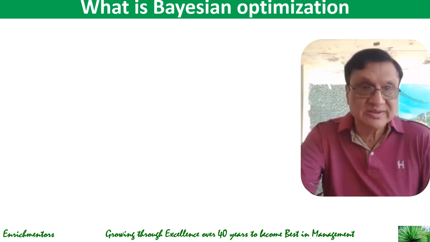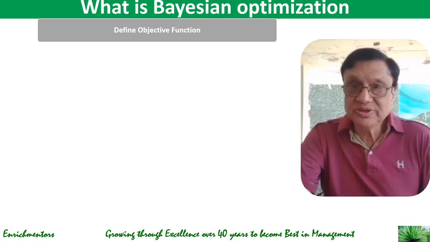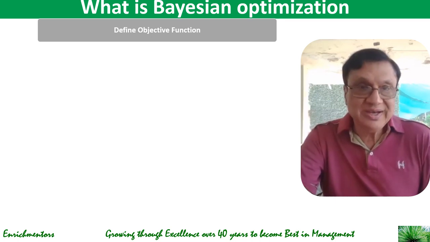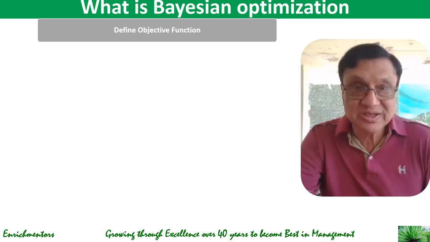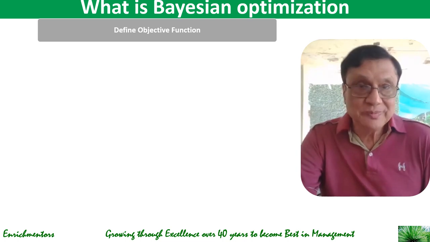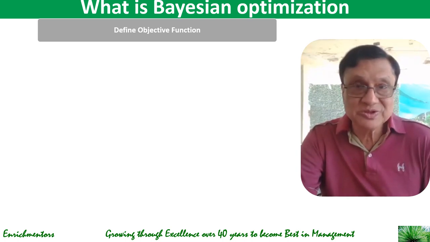Let's take a look at this. Here, first you define the objective function, where y is a function of f(x), where x represents the hyperparameters of the model to be optimized. The objective function evaluates the performance of the model for a given set of hyperparameters.